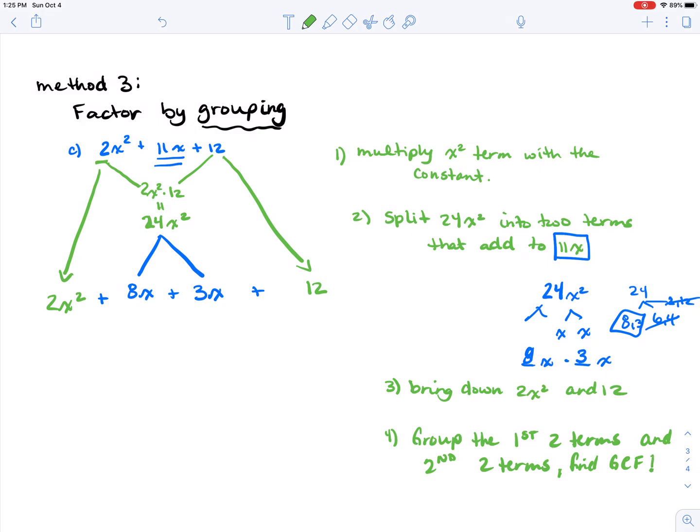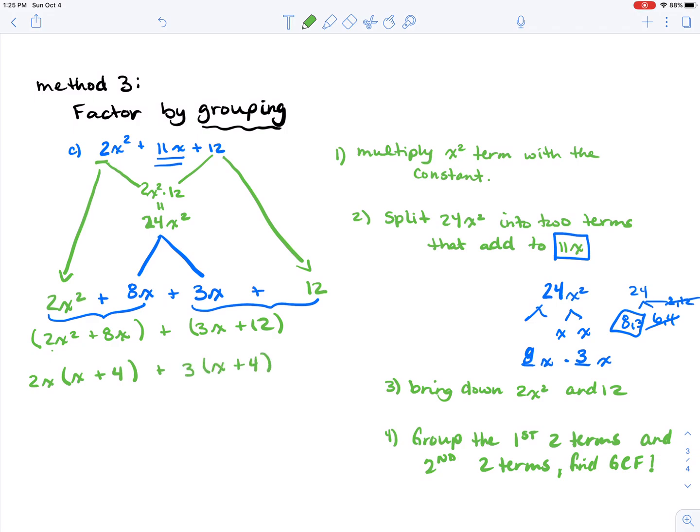And this is a big clue, so I'm going to group them. I have 2x squared plus 8x plus 3x plus 12. So I'm grouping them first. So there's my two groupings. And now I need to find the GCF of each. For the first one, the GCF of 2x squared plus 8x is 2x. That leaves me with x plus 4. And if I look at a GCF for 3x plus 12, I can take out a 3. That leaves me with x plus 4.